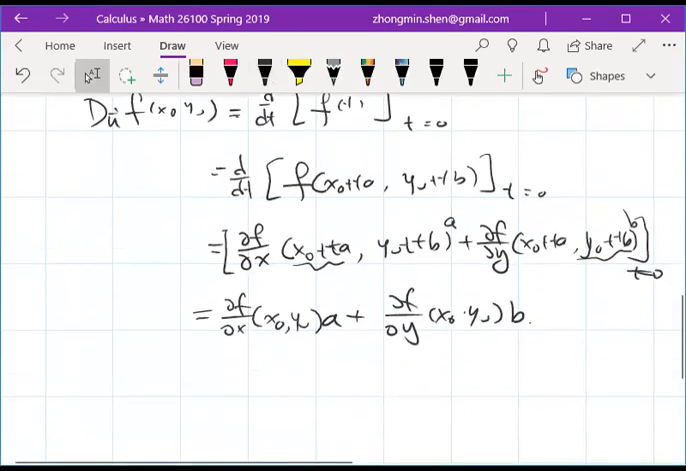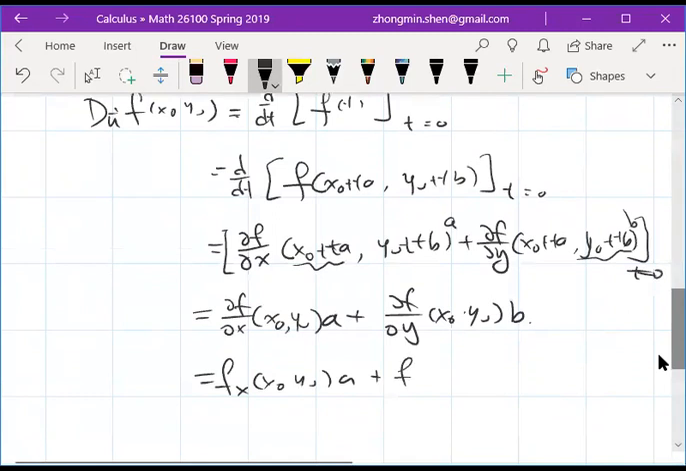So this is a formula. We just derived the formula. Now, for simplicity, I also have a, I can write in a different form. Okay. Why do I get a here? Because the derivative of x naught plus ta is going to be a when you differentiate with respect to t. That's a chain rule. Okay, this is a chain rule.